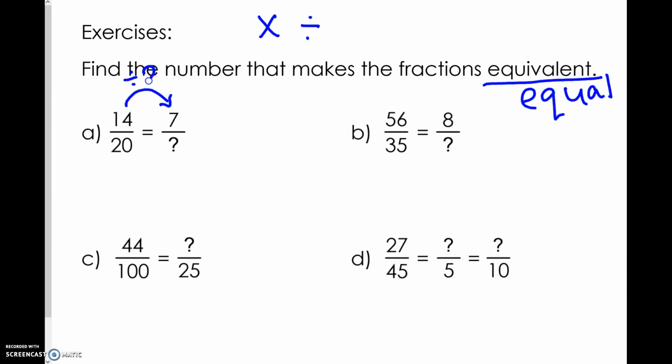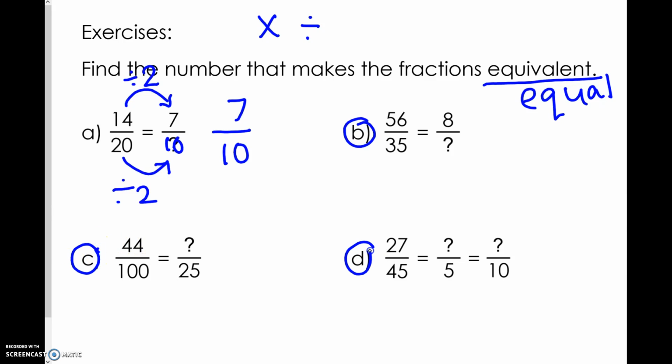14 divided by 2 is 7. 20 divided by 2 is 10. Therefore, 14/20 is equivalent to 7/10. Go ahead and try B, C, and D on your whiteboard, and then check your answer.